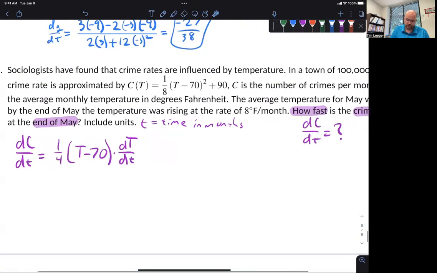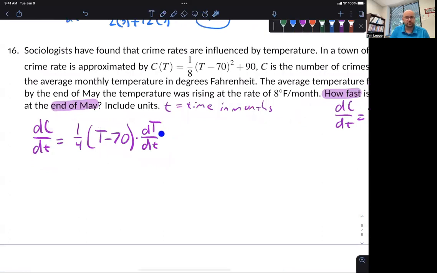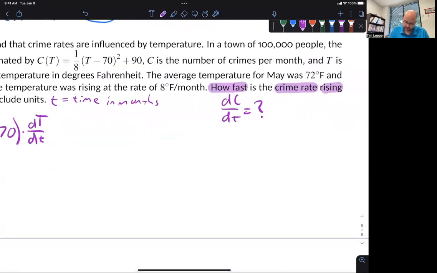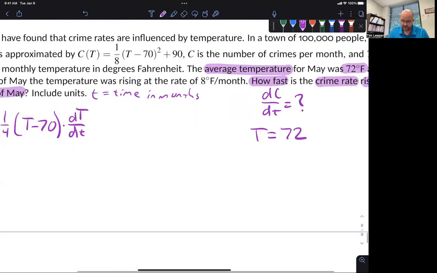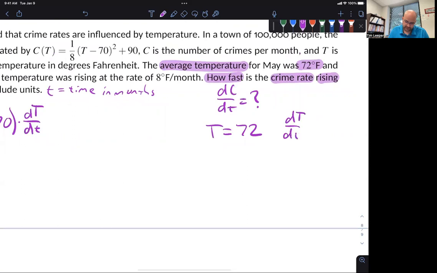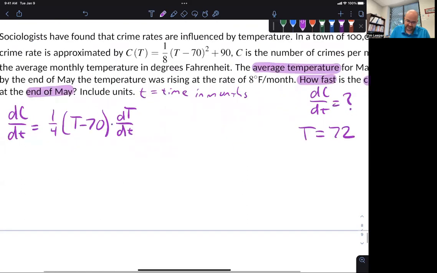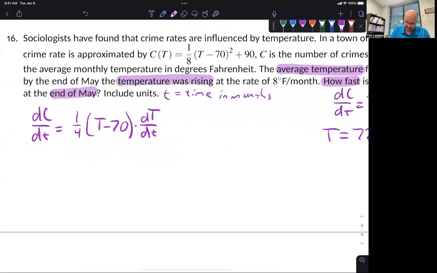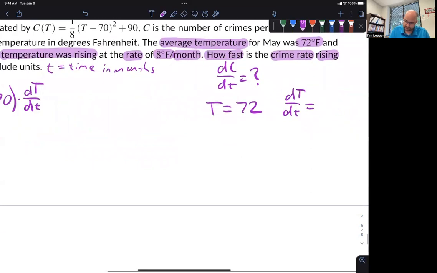So notice that I need to know two things here. I need to know capital T and I need to know dT/dt. So capital T is the temperature, the average temperature. The average temperature was 72 degrees Fahrenheit. So capital T is 72. And I also need to know d capital T, d little t. Well, notice that it says the temperature was rising at a rate of 8 degrees Fahrenheit per month. So that would be 8. So d capital T, d little t is 8.